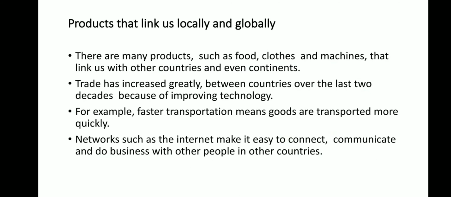There are many products such as food, clothes, and machines that link us to other countries and even other continents. We have so many fruits that come from South Africa, so many clothes that come from China. If you see these ladies selling designer clothes at a cheaper price, most of those goods are coming from China. And in a way, we are linked with China because we are using the products that they are manufacturing.